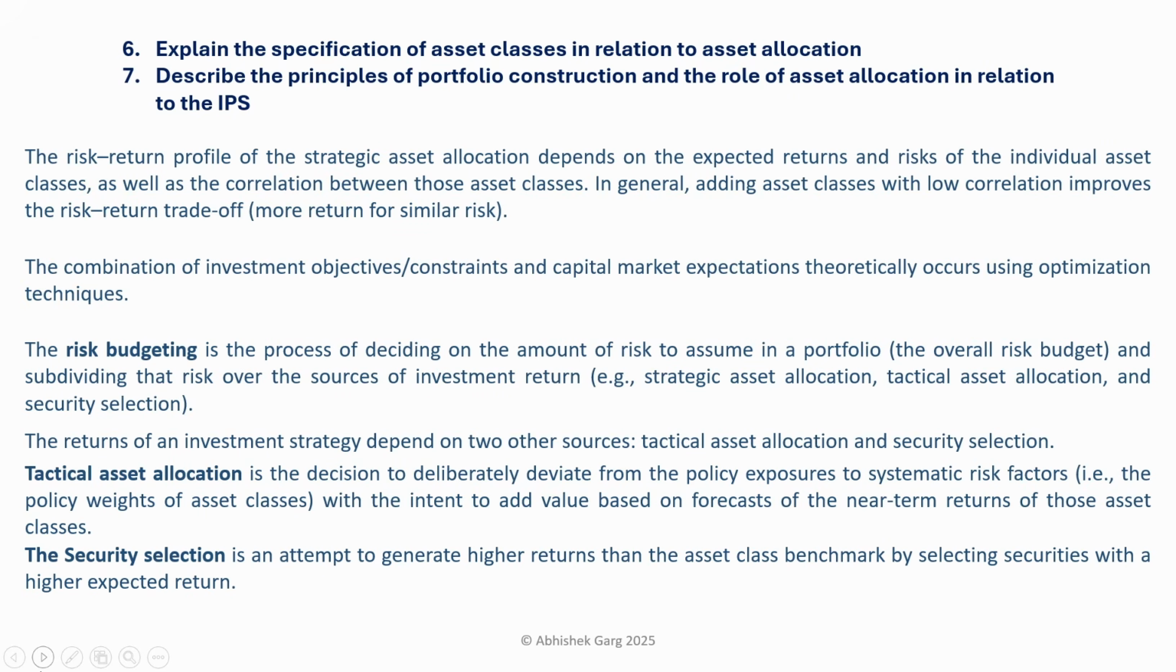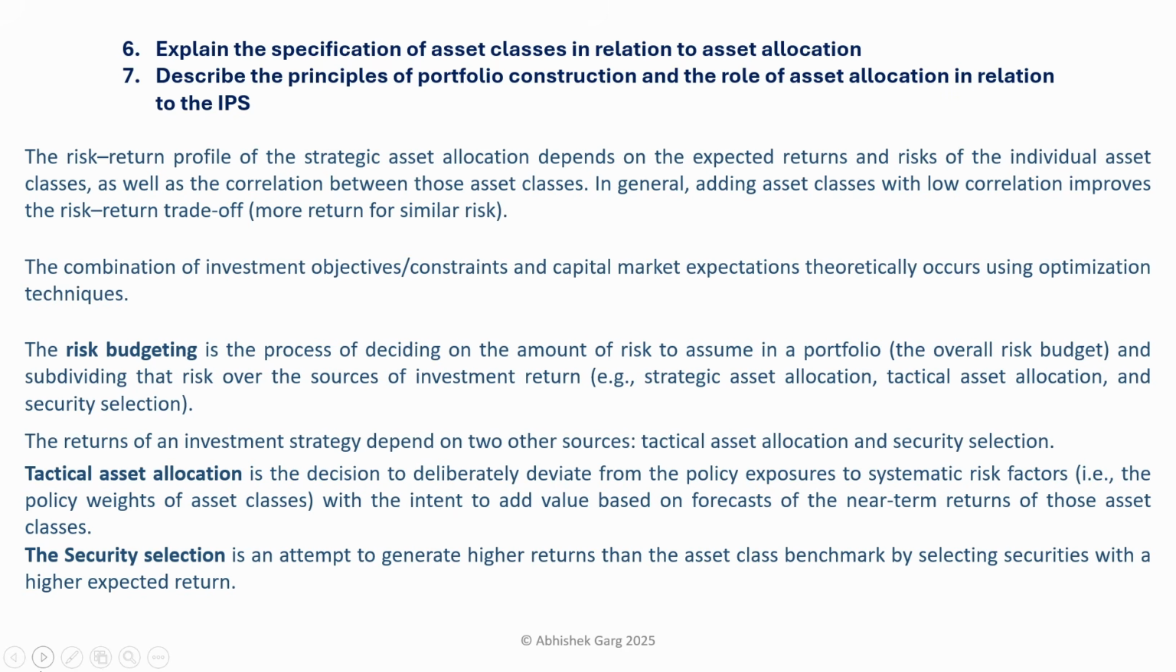Now, what is tactical asset allocation? Tactical asset allocation is the decision to deliberately deviate from the policy exposures. That means you defined a policy exposure of 80-20, 80% to equity, 20% to debt. But now you are deciding that for this 6 months period, I know that my equities are going to underperform and debt is expected to outperform because I am expecting a rate cut by the central bank.